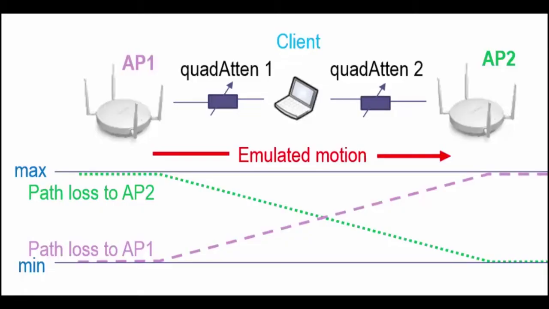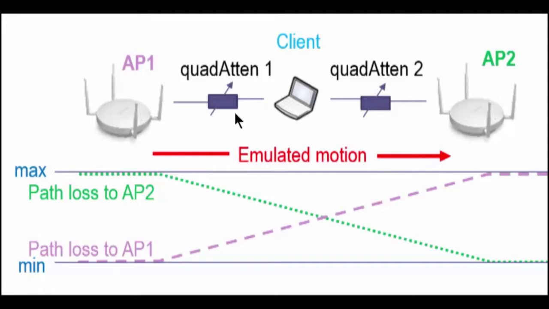The roaming automation software programs RF attenuators to ramp in opposite directions, which emulates motion of the client. The speed and direction of the emulated motion is programmable. For example, when Quad-10-1 attenuation value is increasing and Quad-10-2 attenuation value is decreasing, the emulated motion of the client is in the direction from access point 1 to access point 2.